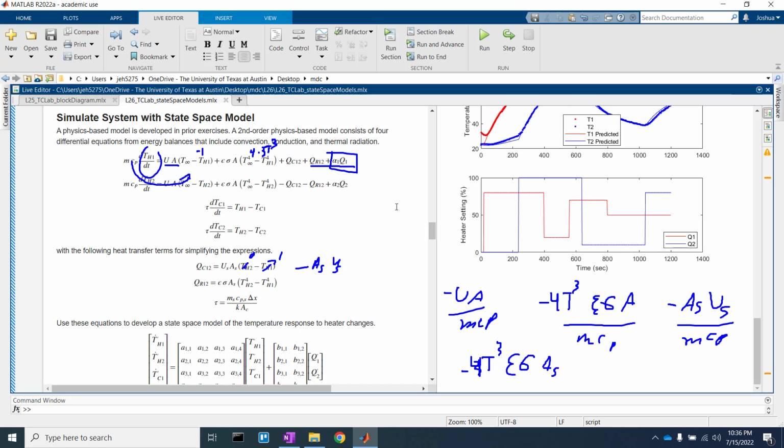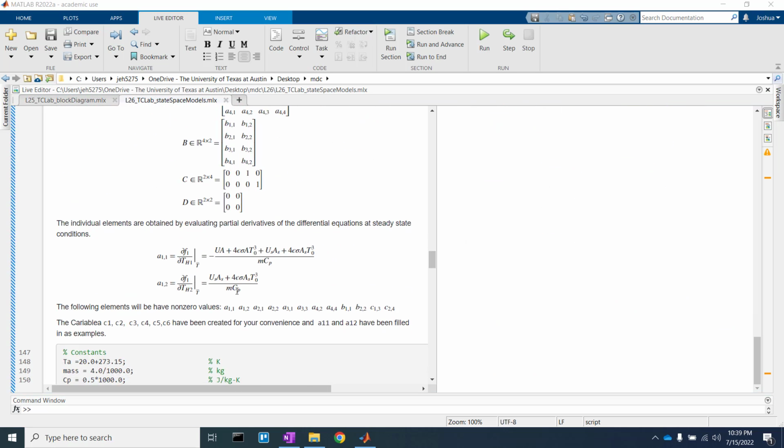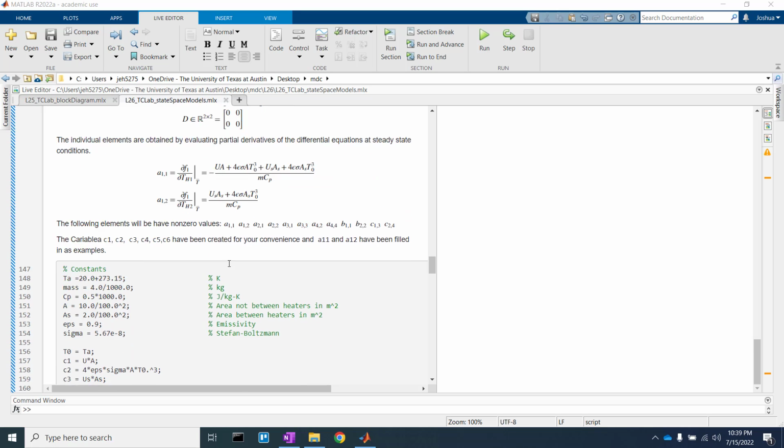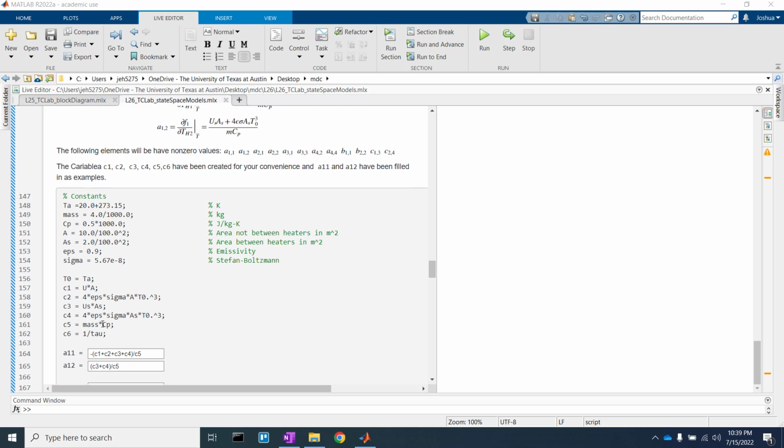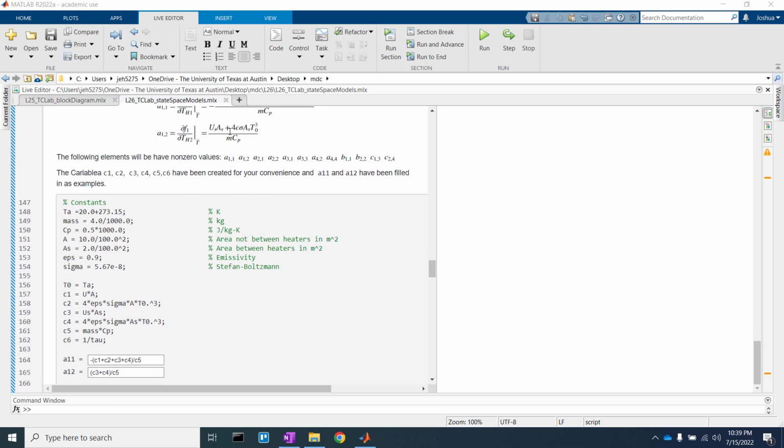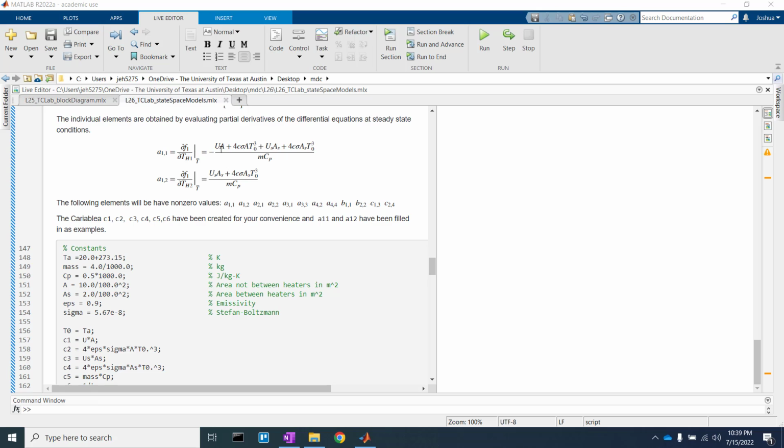So let's go ahead and look at our code. We're given the first 2 as examples, these 2 that are up in the code. So let's see how we did it. The first thing you'll notice is we had some of those normal-ish chunks already given to us. For example, this chunk right here, the U times A, is our C1. This 4 times epsilon times sigma times A T naught to the third is equal to our C2. And you notice it's just T naught because we're using linearization here.